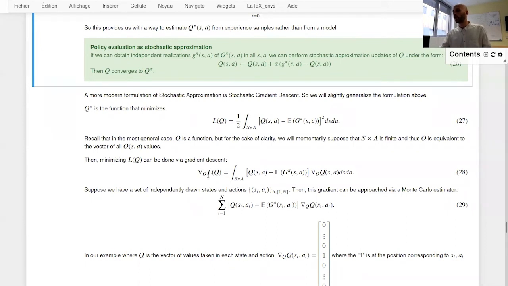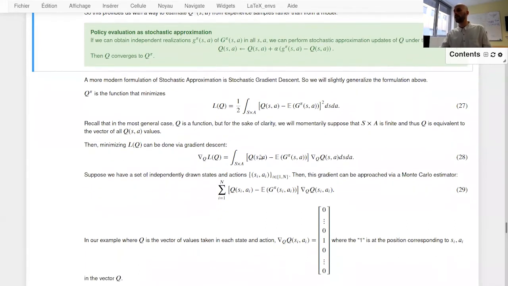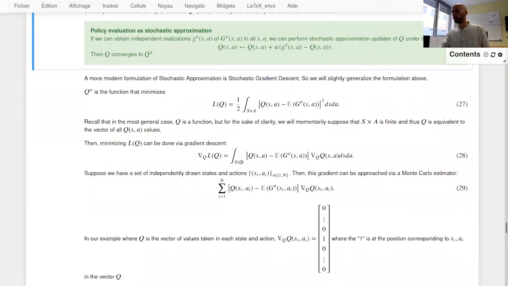You take the gradient of L(Q) with respect to all the components of Q. And this gradient can be written as the integral over S×A of the derivative of that loss, so the difference between Q(s,a) and the expected value, times the gradient with respect to Q of Q(s,a), ds da. Suppose now that we have a set of independently drawn states and actions, I will call them s_i and a_i. Then this gradient can be approximated via a Monte Carlo estimator. This Monte Carlo estimator is just the replacement of this integral by a sum, provided that those (s_i,a_i) are drawn according to a proper probability distribution function.